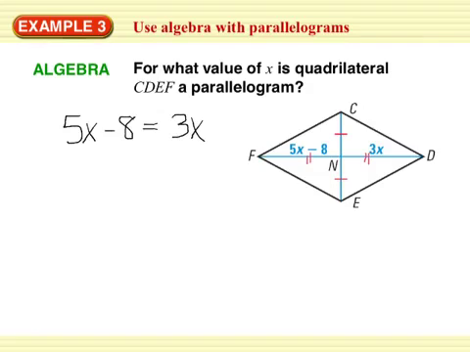All right, so if we know that FN is congruent to ND, then we know that it's a parallelogram because when the diagonals bisect each other, this piece is congruent to this piece, and that piece is congruent to that piece. It's a parallelogram. So let's solve for x. Subtract 3x from both sides. Add 8 to both sides.